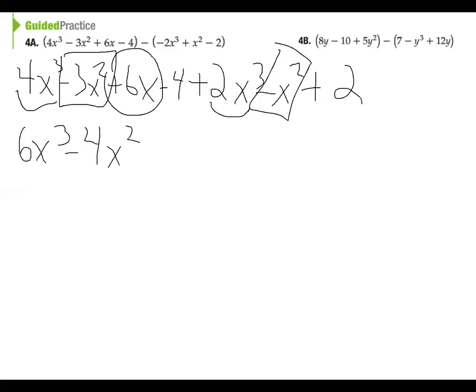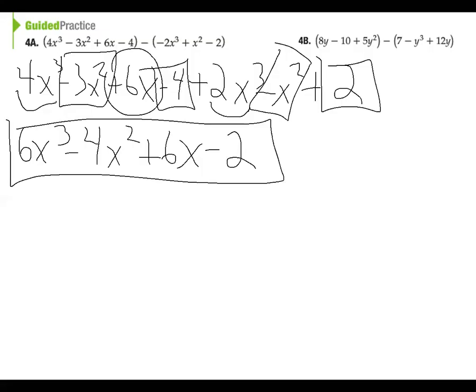6x, and there is no x term, so just plus 6x. And then minus 4 plus 2 would give you minus 2. Okay? Now for b, we'll do right here.